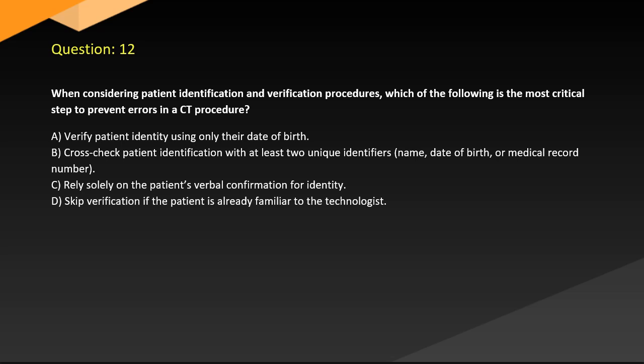Question 12. When considering patient identification and verification procedures, which of the following is the most critical step to prevent errors in a CT? A. Verify patient identity using only their date of birth. B. Cross-check patient identification with at least 2 unique identifiers: name, date of birth, or medical record number. C. Rely solely on the patient's verbal confirmation for identity. D. Skip verification if the patient is already familiar to the technologist.